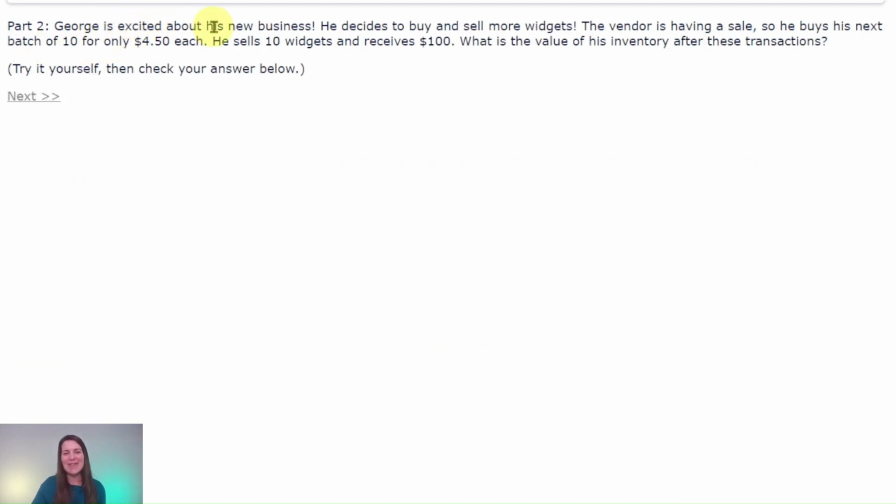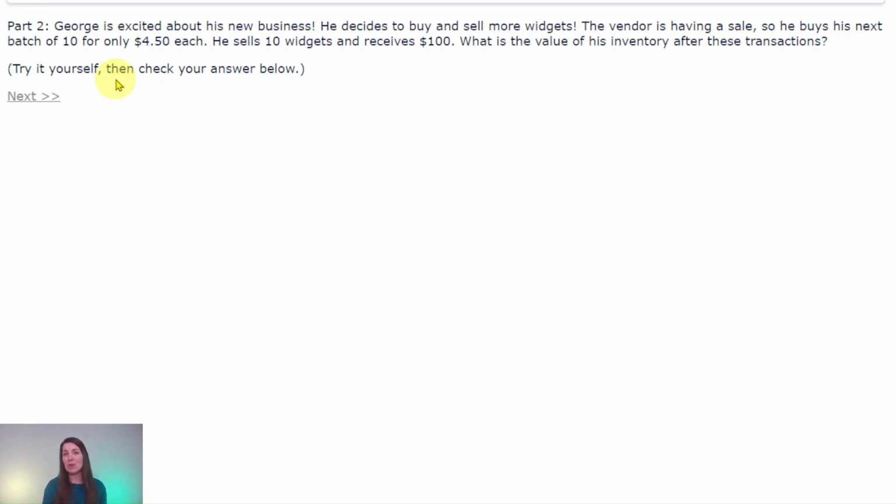George is excited about his new business. He decides to buy and sell more widgets. The vendor is having a sale, so he buys his next batch of 10 for only $4.50 each. He sells 10 widgets and receives $100. So what is the value of his inventory after these transactions? Once again, if you want to pause the video right now and try it out yourself, you can go ahead and do that.